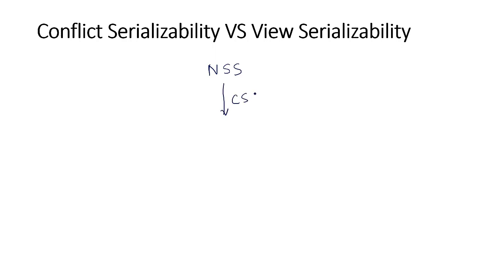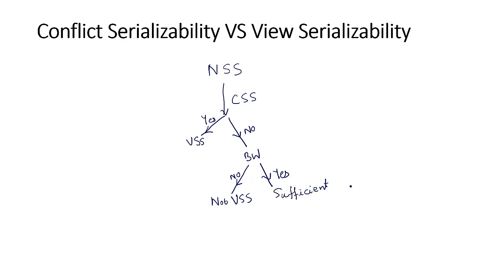Now, if my answer is yes, we can say that the schedule is also a view serializable schedule because each and every conflict serializable schedule is a view serializable schedule. If my answer is no, then we are going to look for the blind write operation. If the schedule has no blind write operation, then we can say that the schedule is not a view serializable schedule. Now, if the schedule has any blind write operation, then we have to check for view serializability using the sufficient condition, which we have discussed in the video lecture 4. So this is all about the serializability and the schedule.